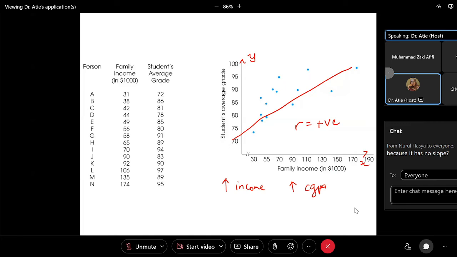Is that so? Alright, I'm not sure. We need to do research on this one. Right? So it means that people with better family income have better grades. Okay, alright.